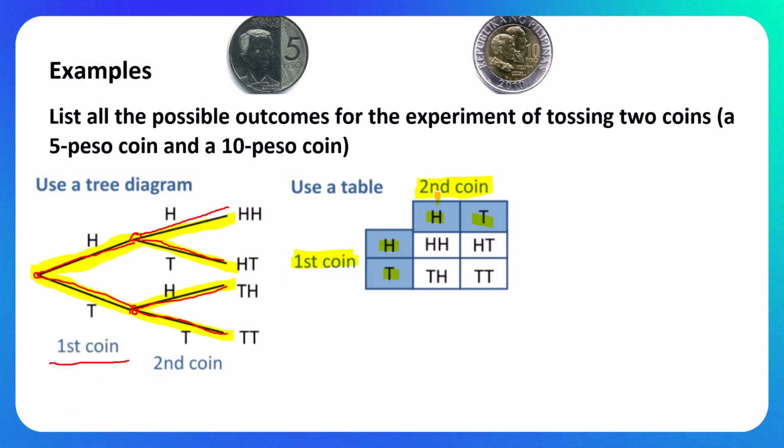So we're going to take heads and multiply it to heads to get heads, heads. Heads with tails to get heads, tails. Now we're going to go to the second row, multiply tails, first column, with heads to get tails, heads. And then the second row, tails with tails to get tails, tails. So those are the same four outcomes: heads, heads, heads, tails, tails, heads, tails, tails.